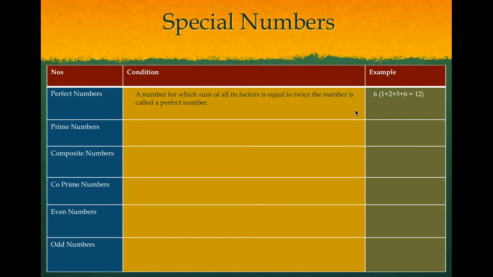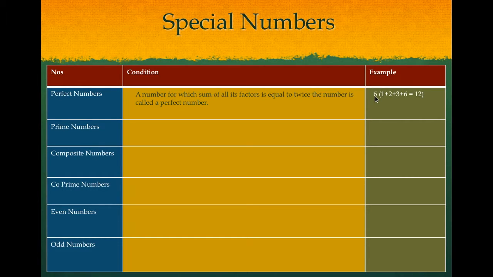We say that 6 is a perfect number because the sum of its factors is equal to twice the number itself. Therefore, the factors of 6, which are 1, 2, 3 and 6, the sum is equal to 12, which is twice of 6, therefore 6 is a perfect number.